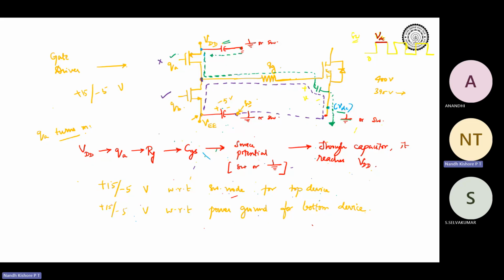Okay, current needs only potential to flow. It doesn't care about the absolute value of the voltage, right? So here also it is with respect to the switching node. Here also it is with respect to the switching node.